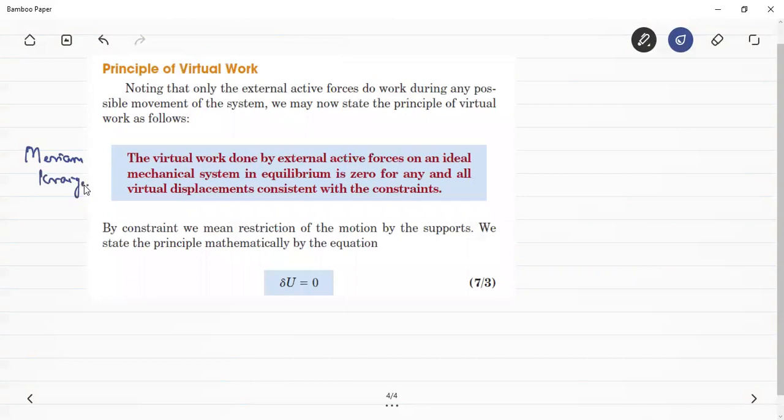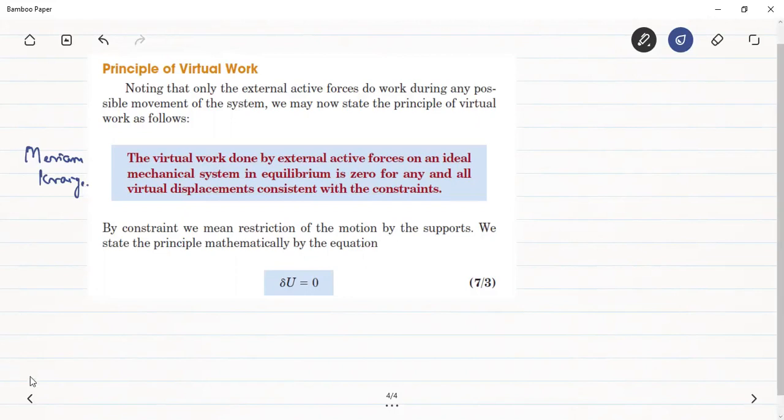The virtual work done by external active forces on an ideal mechanical system in equilibrium is zero for any and all virtual displacements consistent with the constraints. Work done by external active forces.